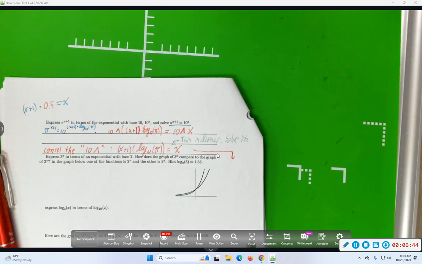Let's see, what's annoying is that there's an x on both sides. So you want to get all the x's onto the same side. But there's some parentheses on the left-hand side that stop you from doing that. How can you get rid of those parentheses? Distribute. So let's do that.